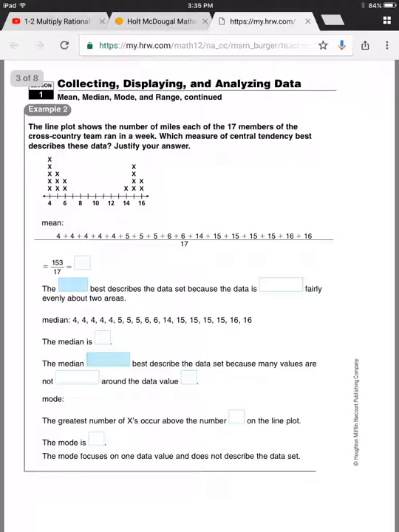So we don't just put one 4. Notice how they put 5 4s here, because there are 5 x's all the way down. When they added all those x's up, they got 153, and there are 17 x's. And when you divide, you get 9. Now the mean best describes the data set because the data is clustered fairly evenly in about 2 areas.